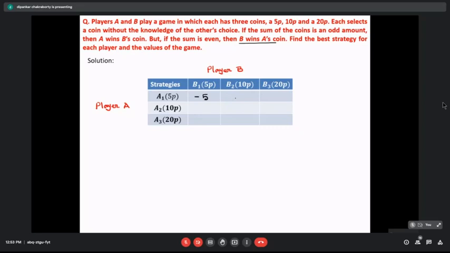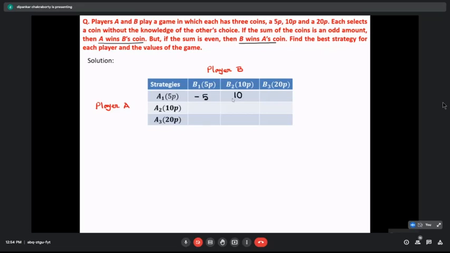Yes. The sum is 5 plus 10. That is 15. Is 15 odd or even? Odd. And if odd, then what is going to happen? A wins B's coin. So that means A will win here. And how much is B's coin here? 10. That means here the entry will be plus 10.